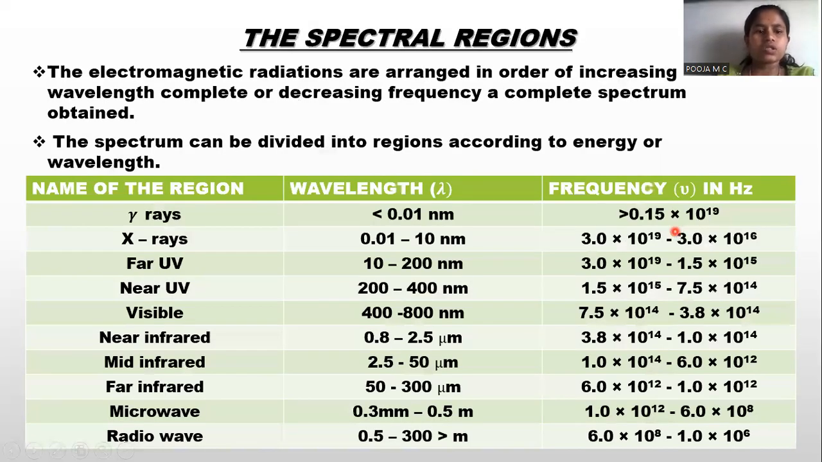The spectral regions. The electromagnetic radiations are arranged in increasing order of wavelength or decreasing frequency. A complete spectrum is obtained. The spectrum can be divided according to energy or wavelength. Here are some of the spectral regions: gamma rays, X-rays, far UV, near UV, visible, near infrared, mid infrared, far infrared, microwave and radio waves.